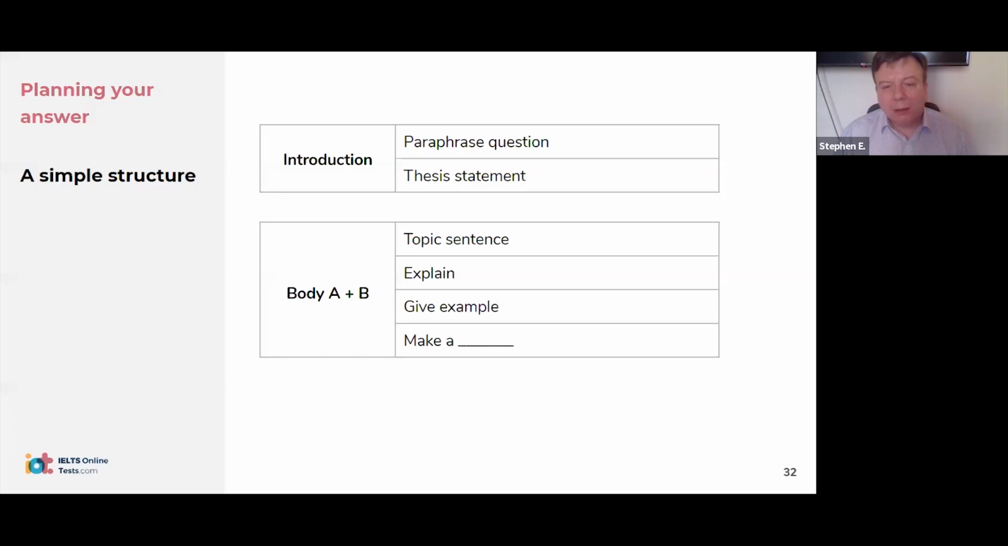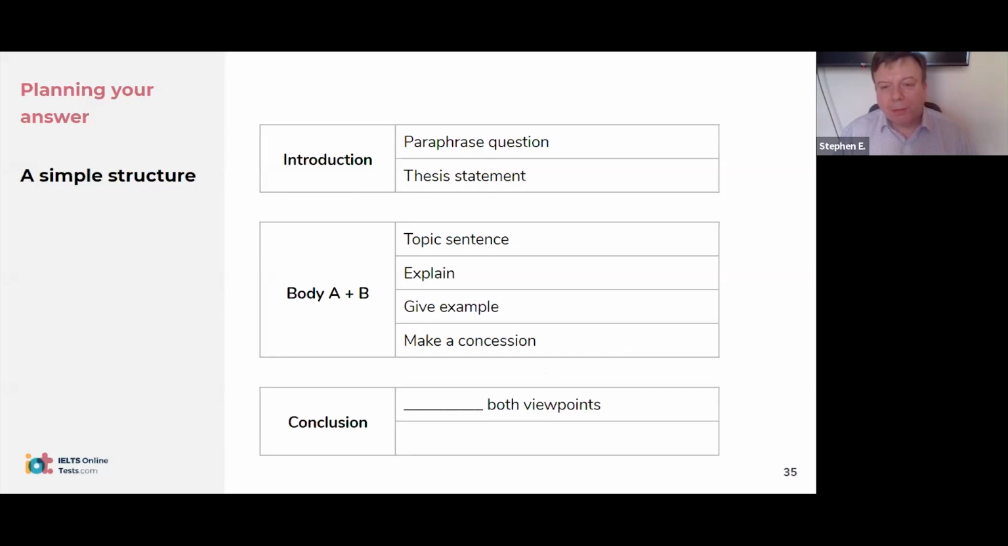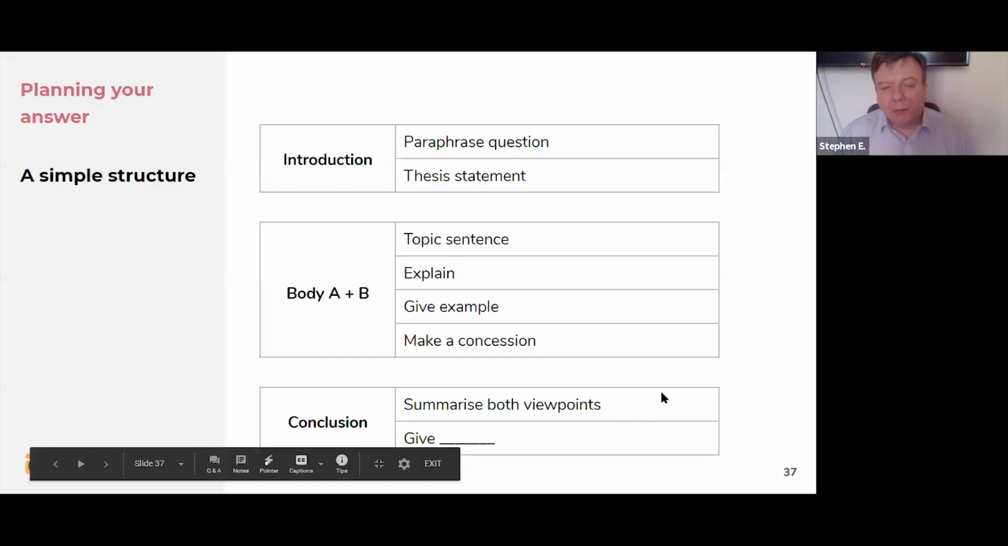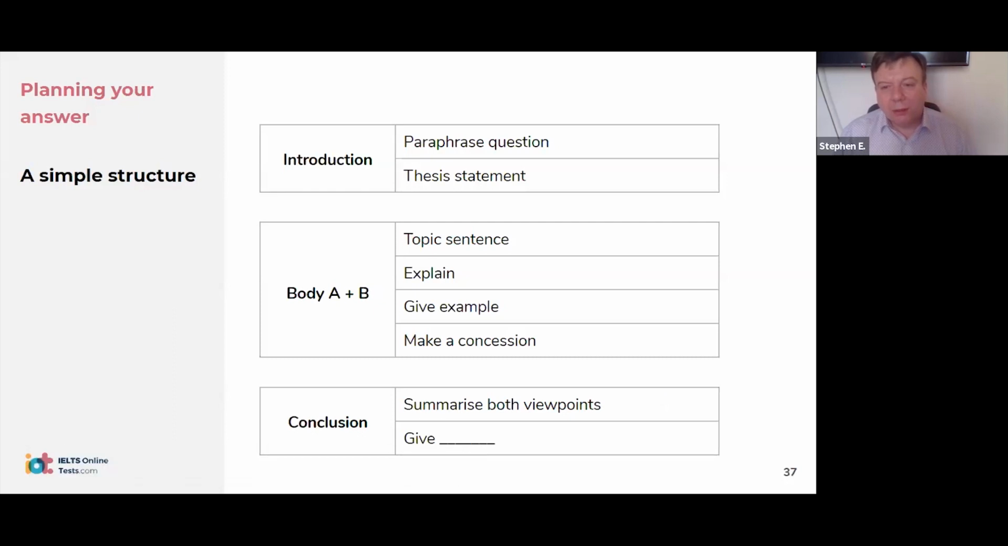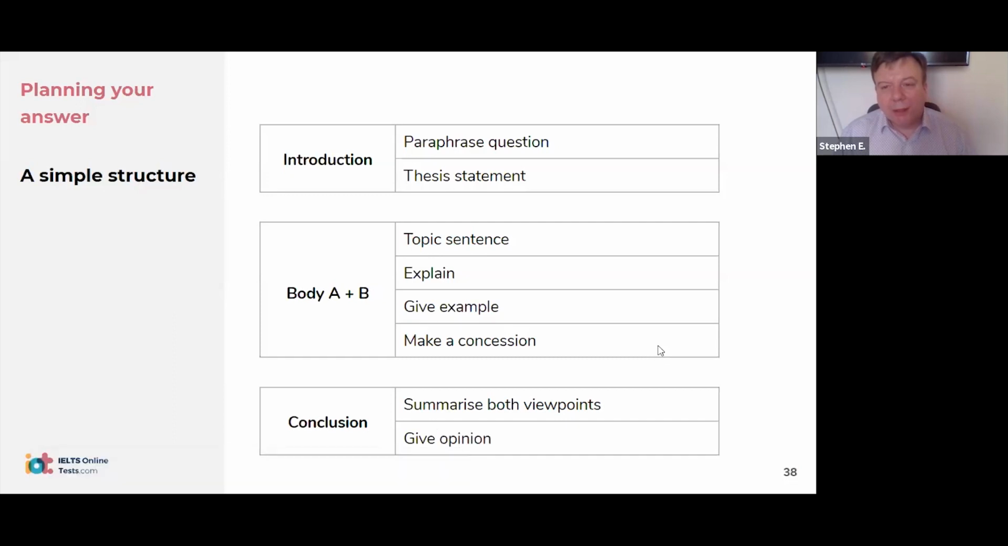And then make a counter, or what can we call that? Yeah, very good. So we'll make a concession. And then our conclusion. So what are we going to do there? Yeah, summarize. Okay. And then, very good. At the end, we'll what? Okay, good. Give an opinion. Okay, good. Very good. Right.